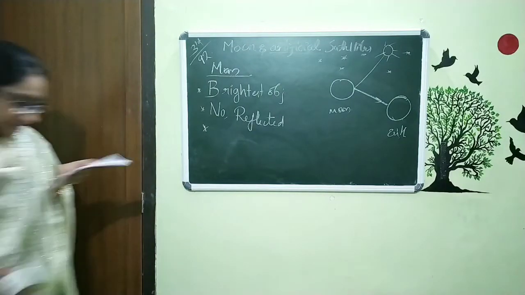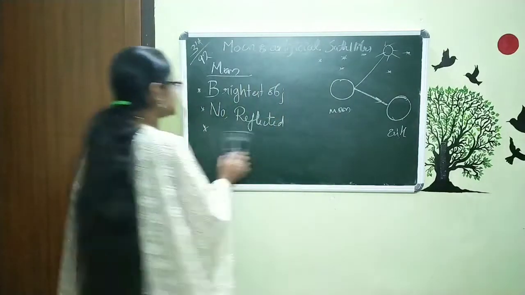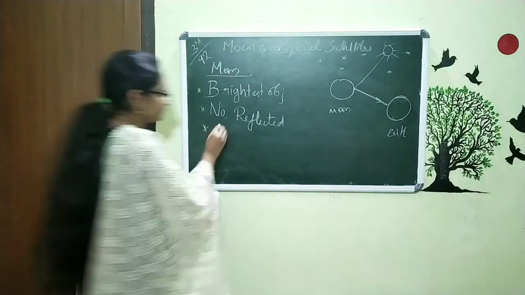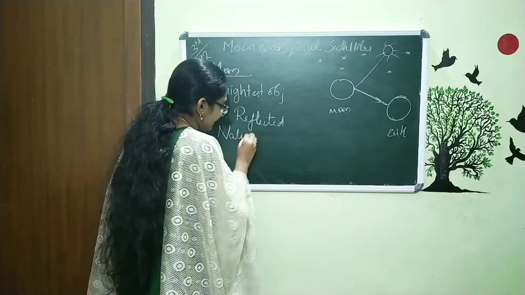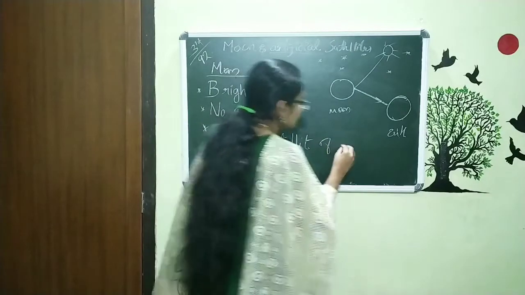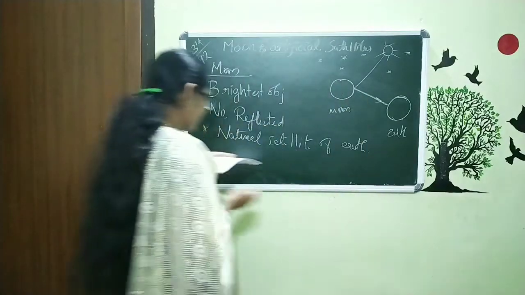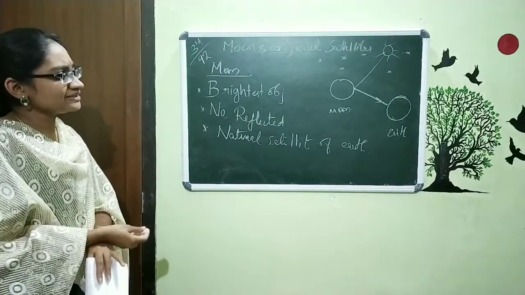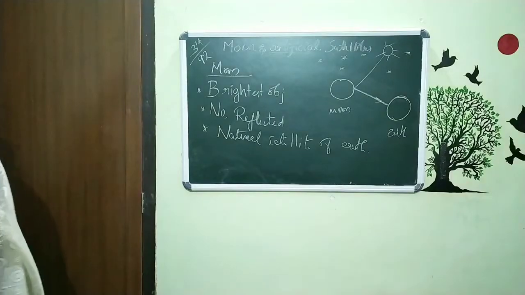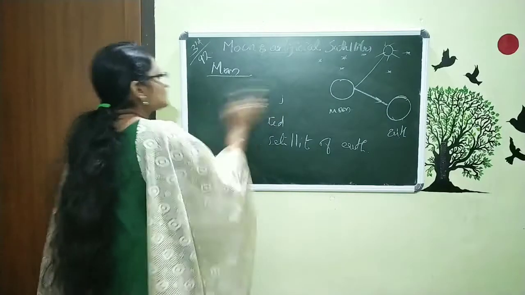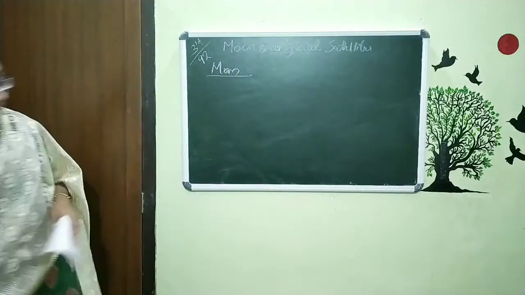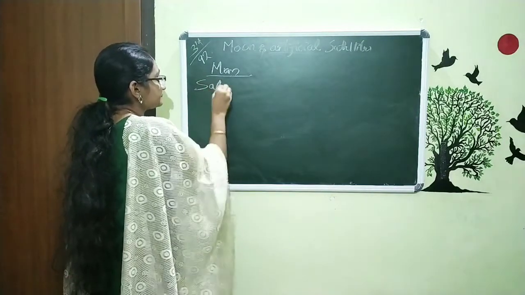The next is this, I already said that our moon is the natural satellite of our earth. Natural satellite of earth. Now the question is this, what is a satellite? Now we are going to study the definition of satellite. So first you just want to study that our moon is one natural satellite. So what is a satellite?